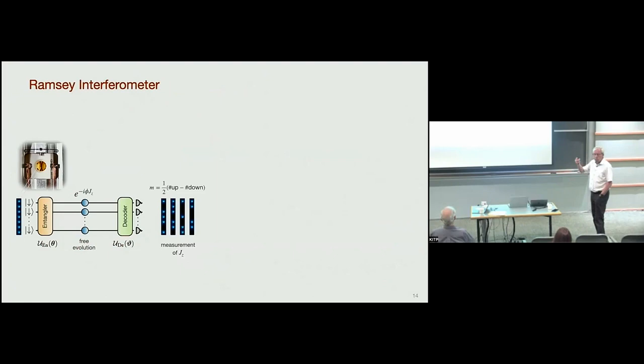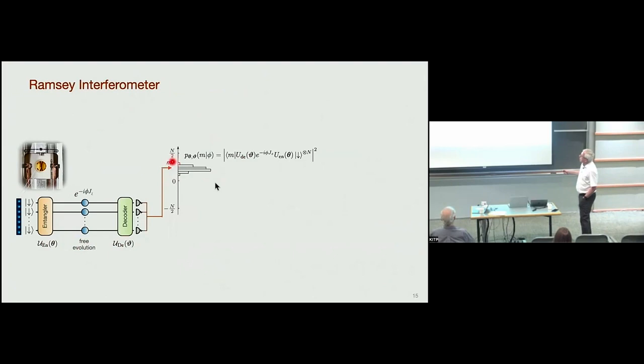And of course, based on this, you get a certain statistics. How many of these atoms that you measured over here are up and down? And so this corresponds to the probability, given a certain phase that you imprinted over here, that you measure how many atoms up and down. This is the parameter M over here. And this is the quantum mechanical amplitude for this transition here, squared. This is the probability for that.